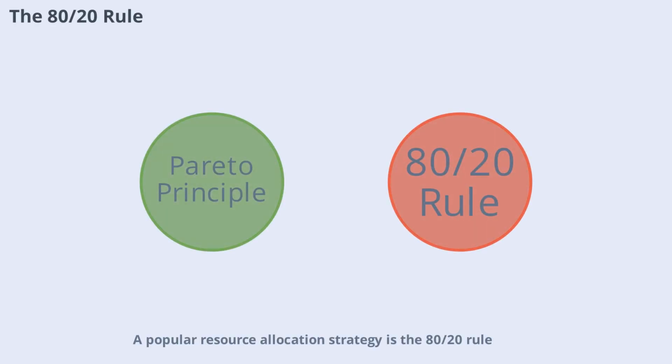A popular resource allocation strategy is the 80-20 rule, also known as the Pareto principle. This rule suggests that 80% of results come from 20% of efforts. By identifying and focusing on the most impactful tasks, you can achieve greater results with fewer resources. Use this principle to guide your allocation decisions and maximize your return on investment.